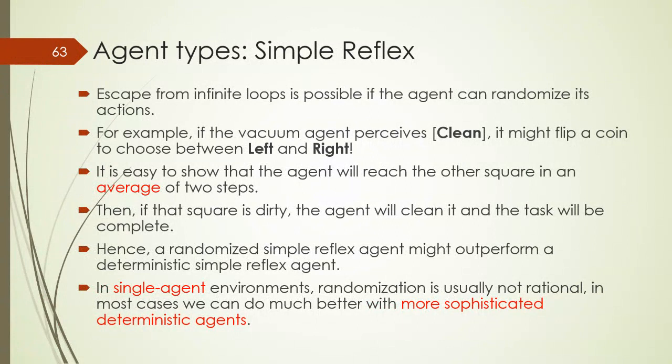So escaping from these sort of infinite loops is possible if agents can again do something randomized. So you see this randomized thing so many times. So there is something beautiful in random behavior.